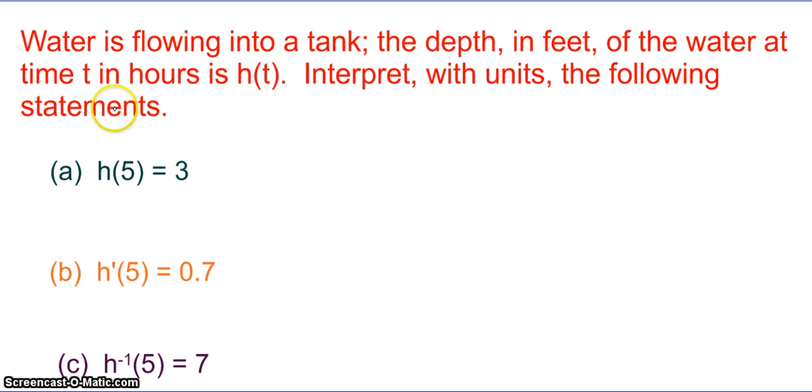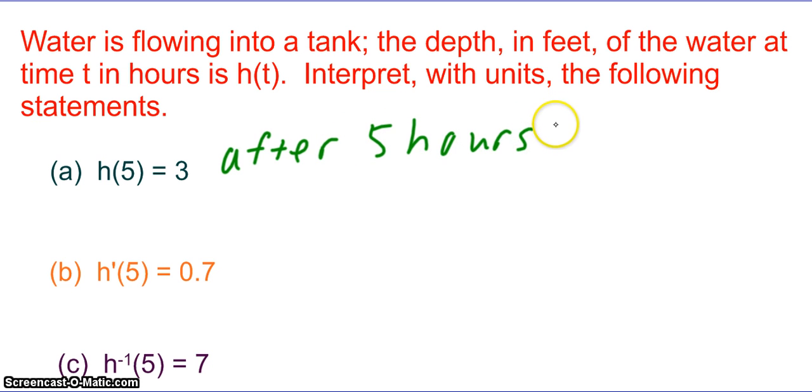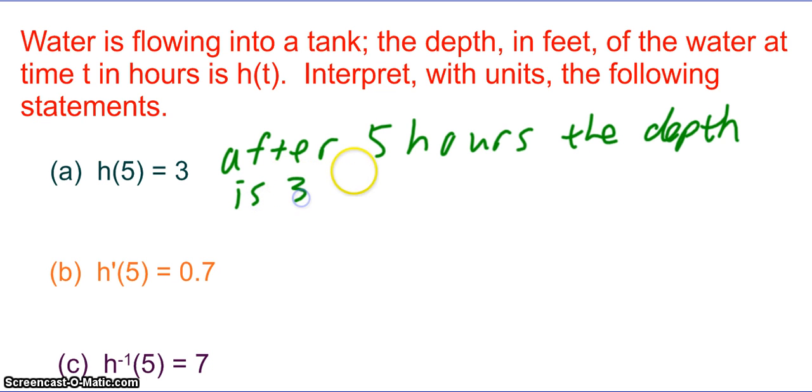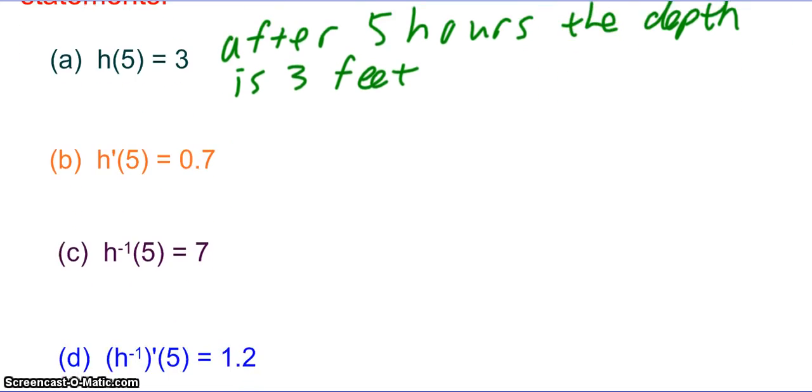Well, this is height at a given time. So what is this saying? This is saying after 5 hours the depth is 3 feet. So t is 5, h of 5 is 3, after 5 hours the depth is 3 feet. So I want you to interpret B, C, and D just like that. Pause the video, unpause when you're ready to check your work.